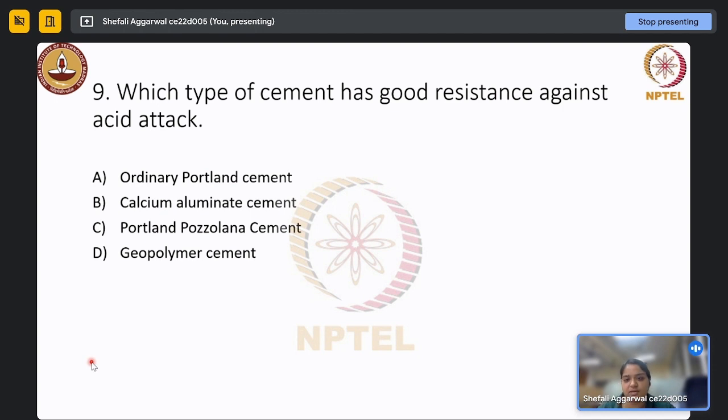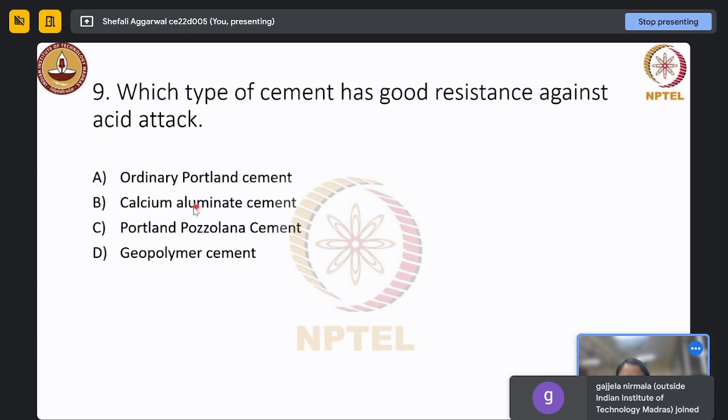What can be the reason for it? Because it retards the growth of microorganisms which produce acid, basically. Okay. And how is it retarding? The microorganisms do not get the nutrients from that surface. Yeah, because very few calcium silicate compounds are present in this type of cement, so they won't get all the elements required to form microorganisms. So this type of cement has good resistance against acid attack.